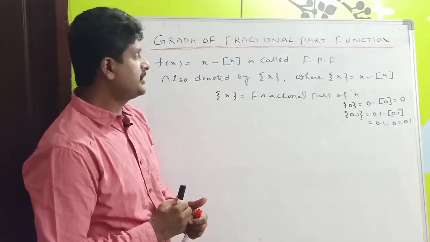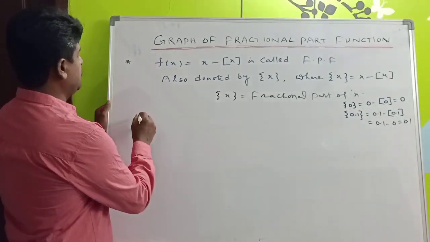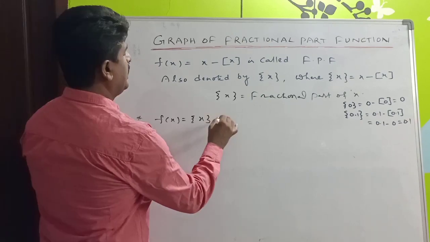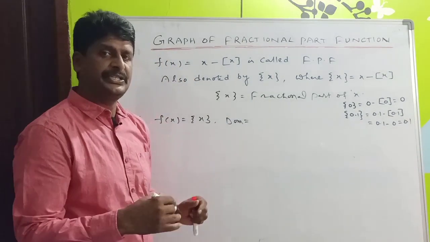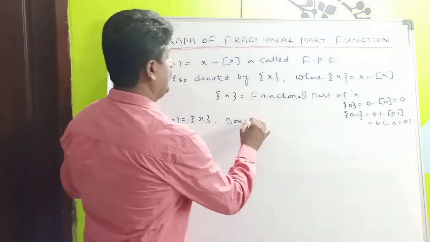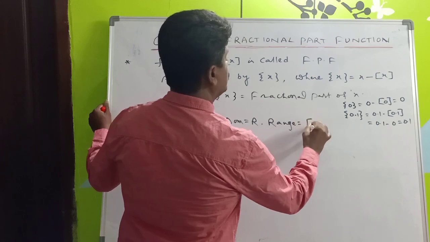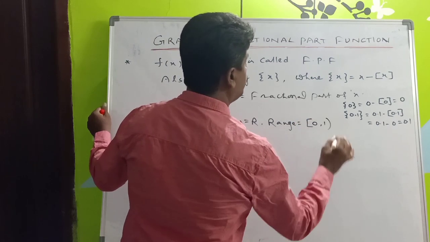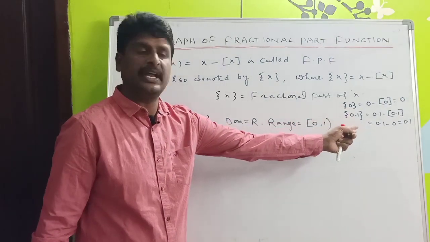Let us check the properties of the fractional part function. And already we have checked that. What about its domain? The graph of this function is defined everywhere. That's why the domain is R. The range of this function is the interval closed 0 comma 1 open. Why? Because it never equals 1.